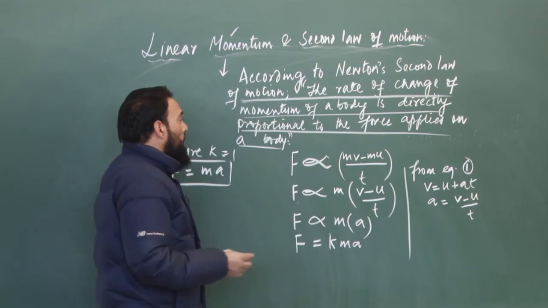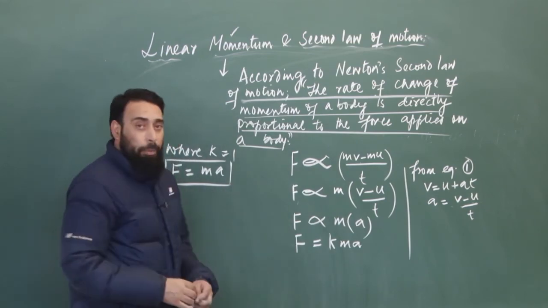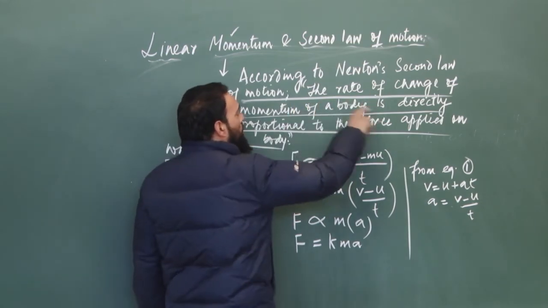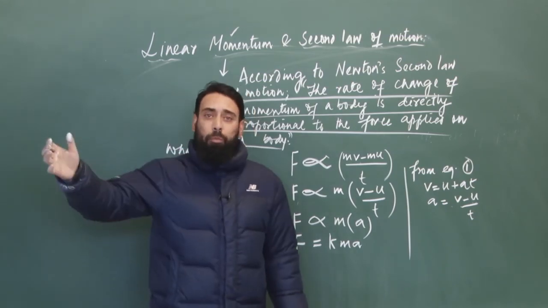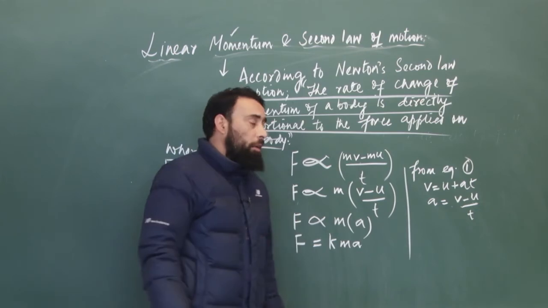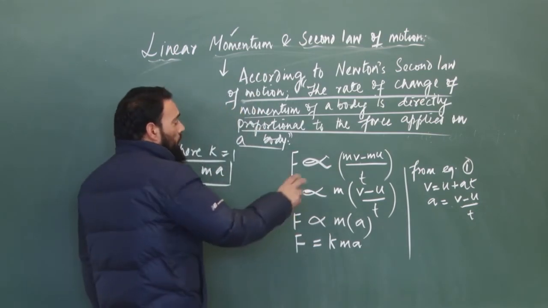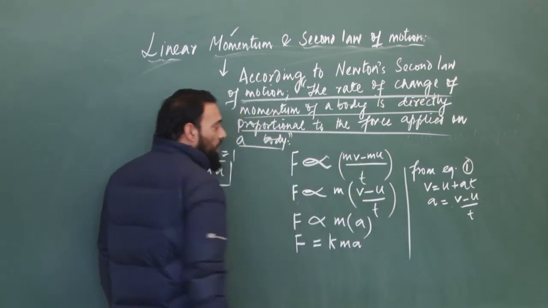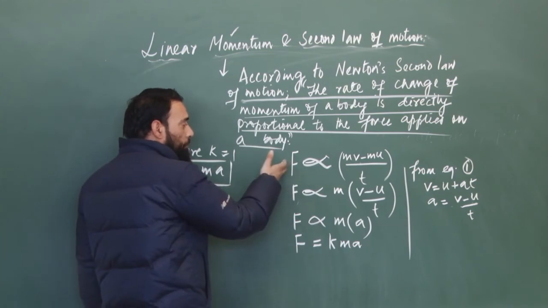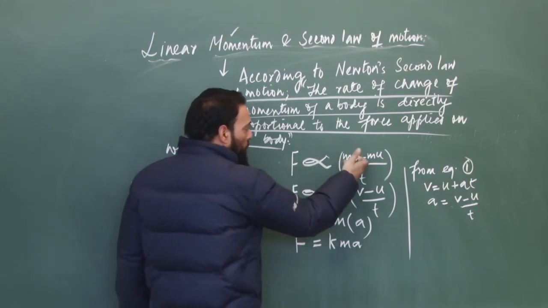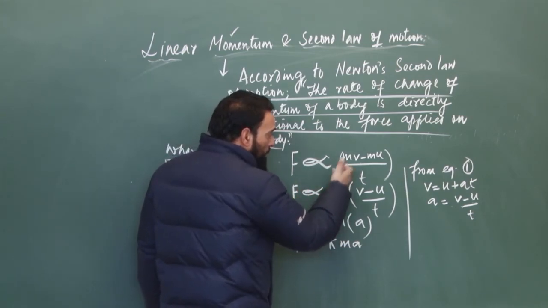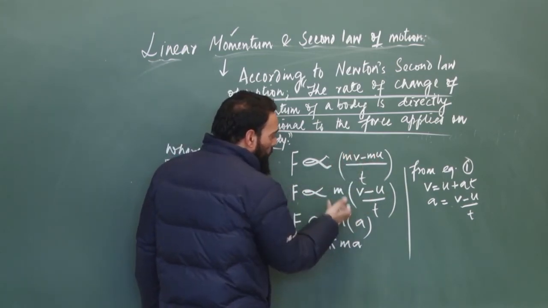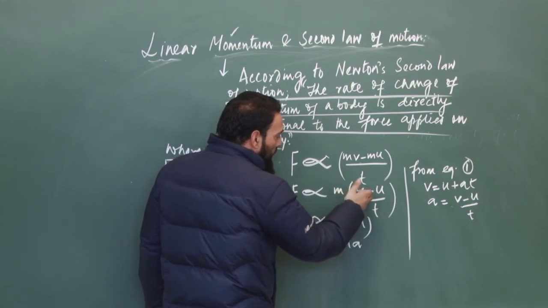So again I will repeat it: the rate of change of momentum of a body is directly proportional to the force applied on a body. You have found out how we can decide the rate of change of momentum of a body. This mv minus mu divided by t is the rate of change of momentum, and the force which is applied is F. So F is directly proportional to the rate of change of momentum. Since m is common, F is proportional to m into v minus u divided by t.